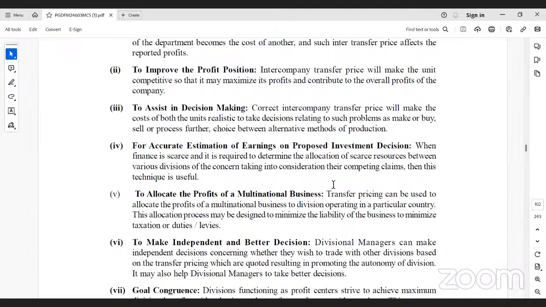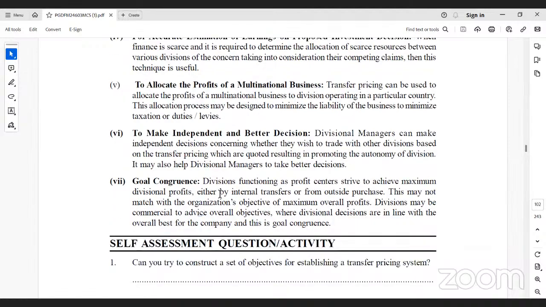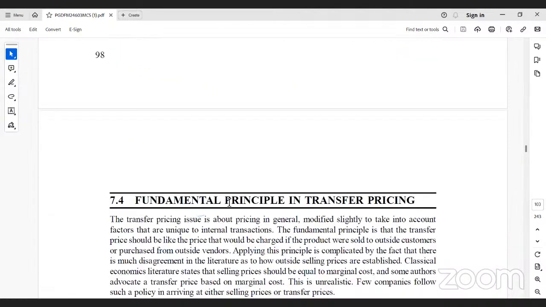It gives an assessment, right? For accurate estimation of earnings on proposed investment decisions. So they estimate the earnings of various investment decisions, to allocate profits of a multinational business organization. Also, it helps goal congruence, and it helps these transfer prices.